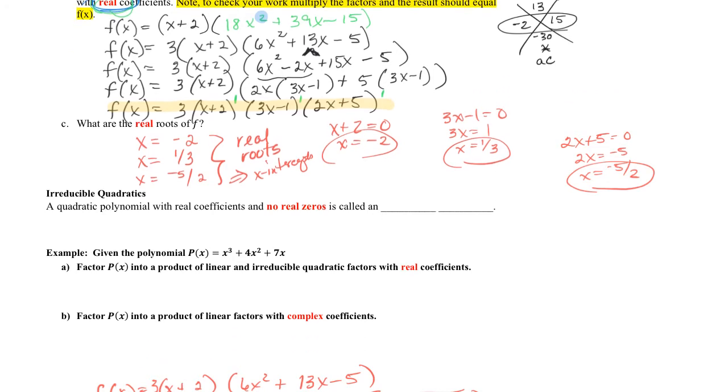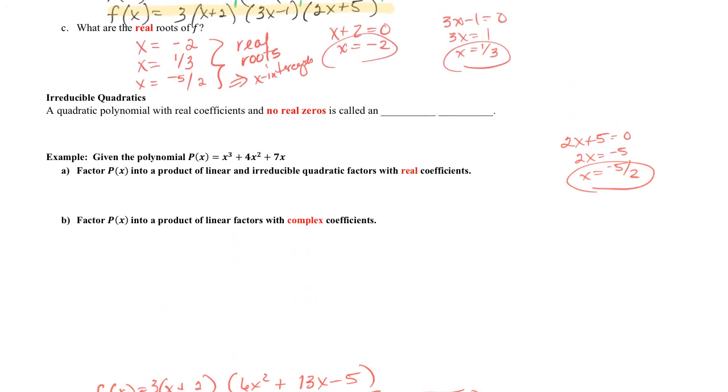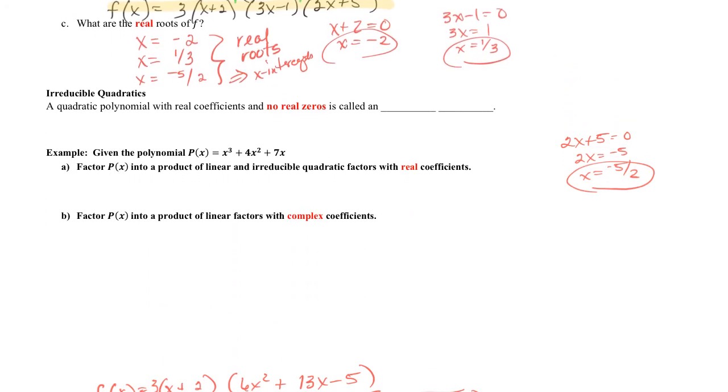Okay, so let's talk about the irreducible quadratics. So a quadratic polynomial that has real coefficients and no real zeros. So what that means is when you try to factor it, you get imaginary numbers. What you end up with is when the discriminant is negative, so under the square root, you end up with a negative number, okay? So if that's the case, that's what we call an irreducible quadratic.